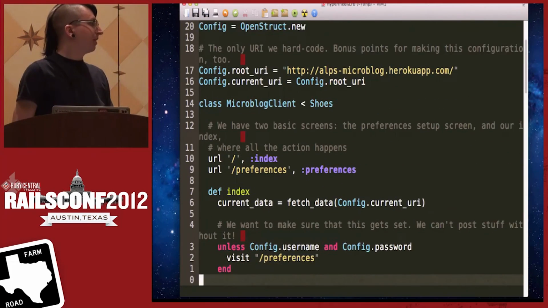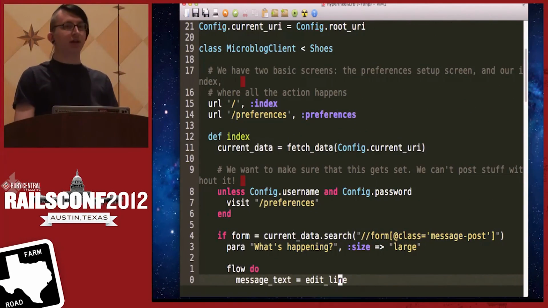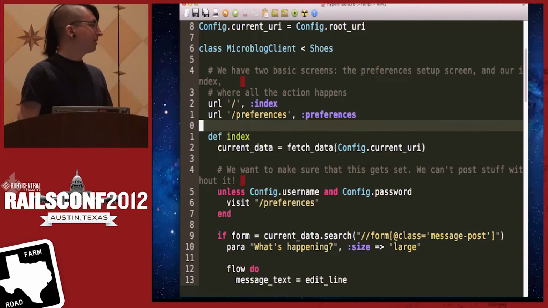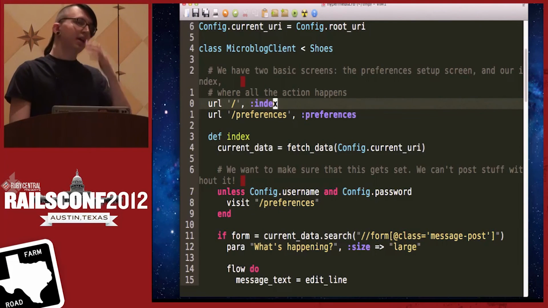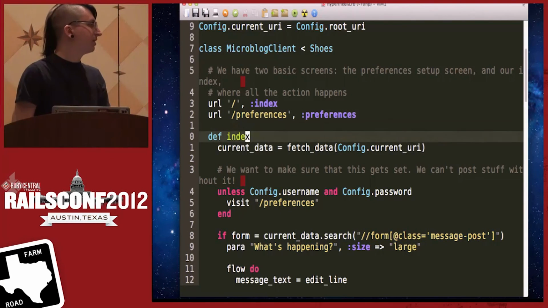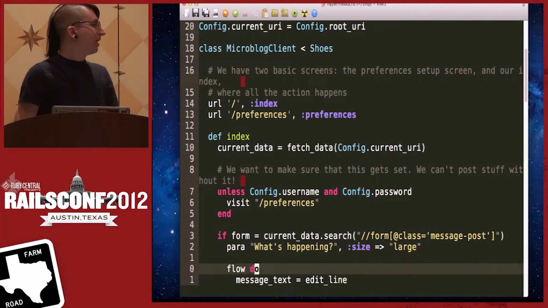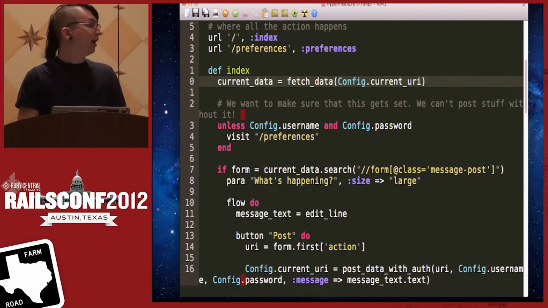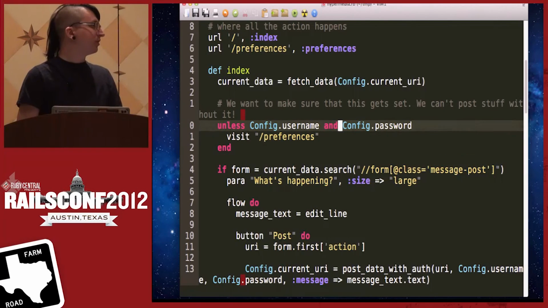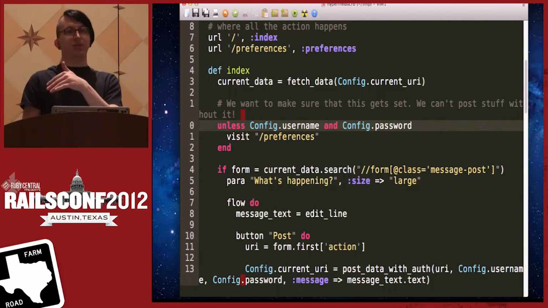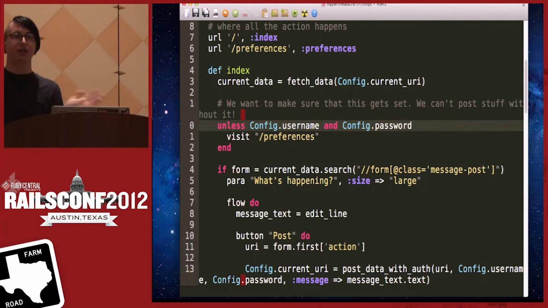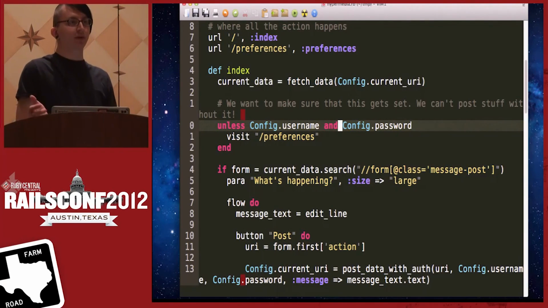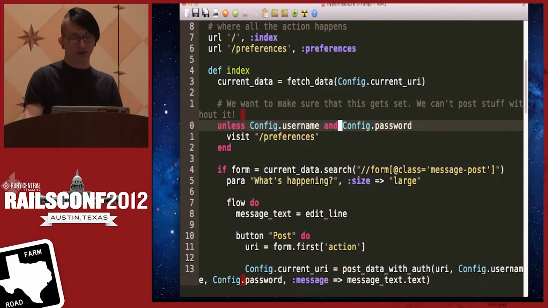This is sort of slightly complicated because Shoes uses the idea of URLs to map pages of the interface. So basically there are two screens, the preference screen and then the index, and those are done by these two methods. In the index, we fetch the data at the current URI that we're looking at. Then if we don't have a username and password set, we redirect to the preferences screen, because this uses HTTP basic authentication, and asking for that on every request is stupid. So we save it off into some configuration stuff.